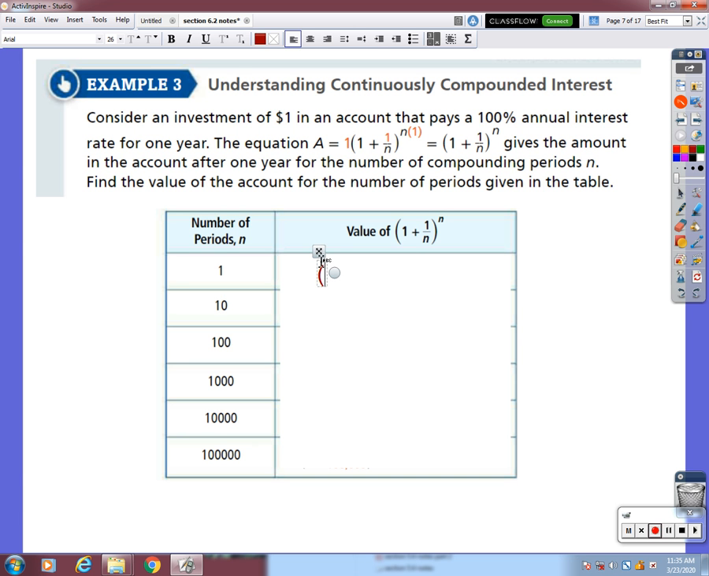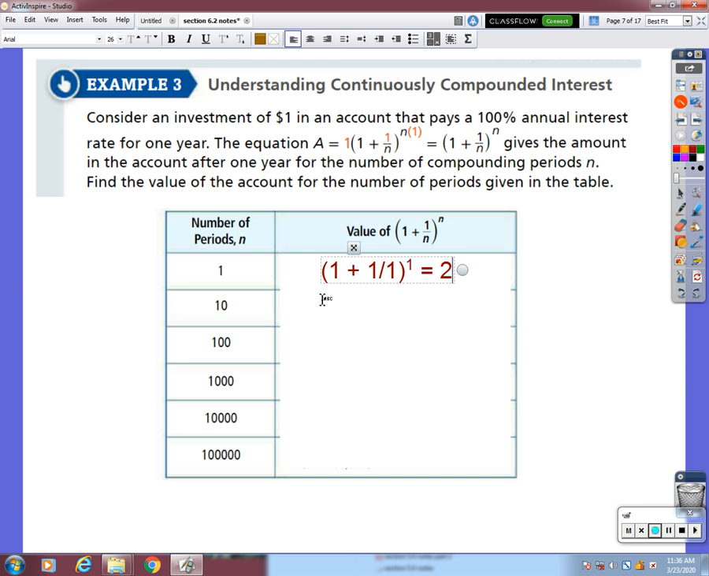So let's go 1 plus 1 divided by 1, because this is just annually, to the first power. And if we do that, well, we get 1 plus 1 is 2 to the first is 2. So we would have $2 at the end of the year, and that makes sense because they're saying 100% annual interest, so basically they're doubling your money, okay?